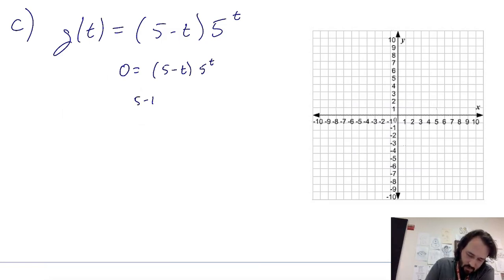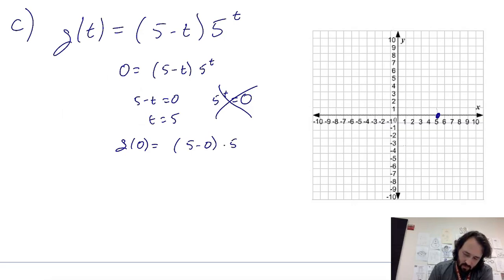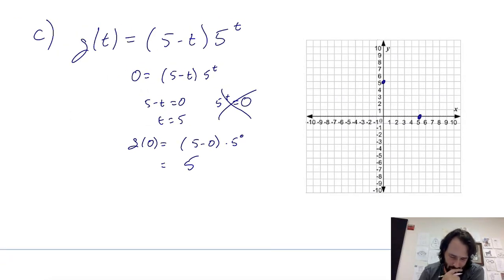All right, so 5 minus t equals 0. 5 to the t equals 0. Never! So t equals 5. 1, 2, 3, 4, 5. Boom! There's my first. And then if I find my y-intercept, g of 0, would be 5 minus 0 times 5 to the 0. So that would just be 5. All right, that's all I can do right now.